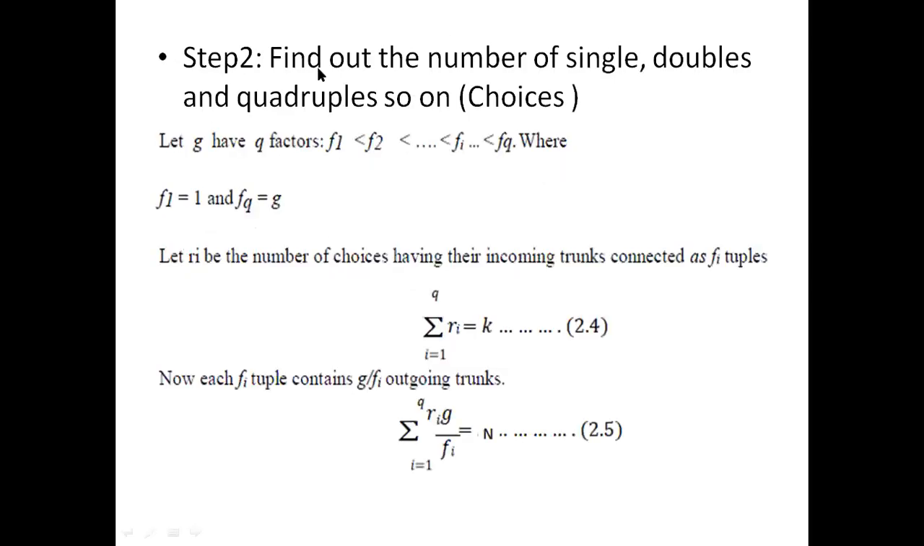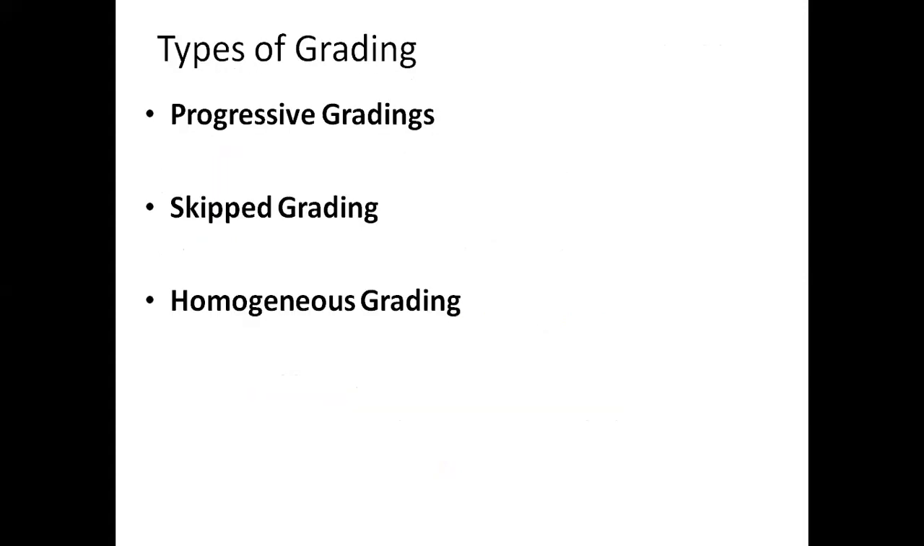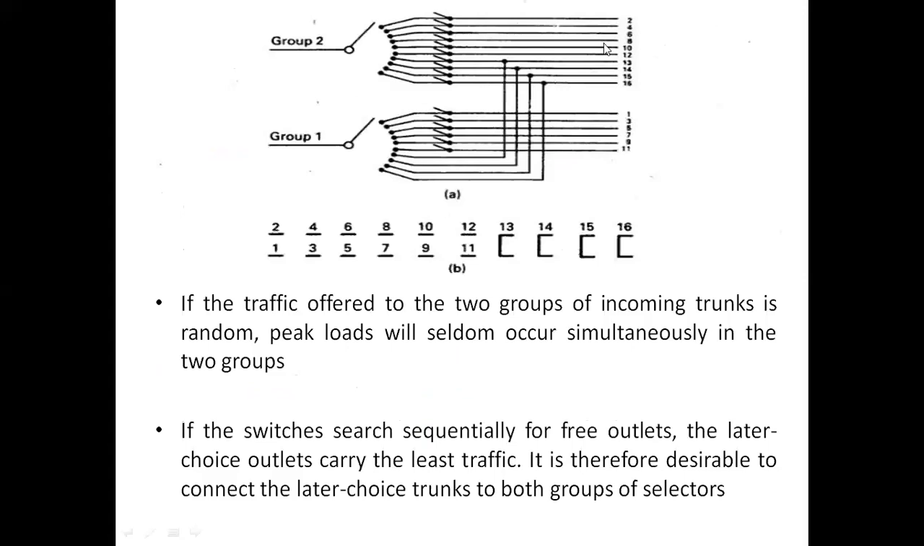Step 2 is to find the number of choices, or the unknowns. In this we need to find the number of unknowns. As you can see in the previous diagram, you have 6 singles. That means if there is an incoming signal, the incoming trunk has to be connected to an outgoing outlet.